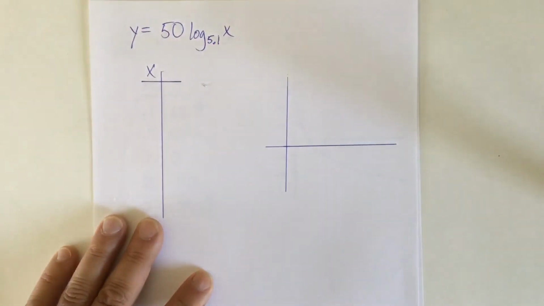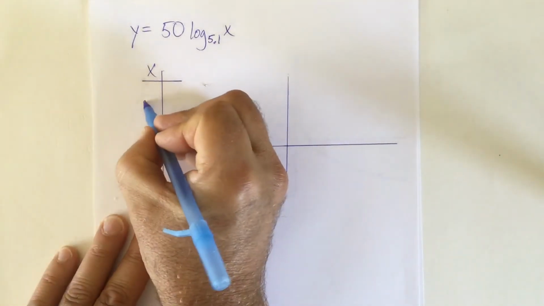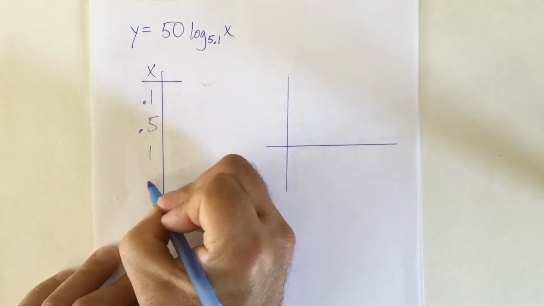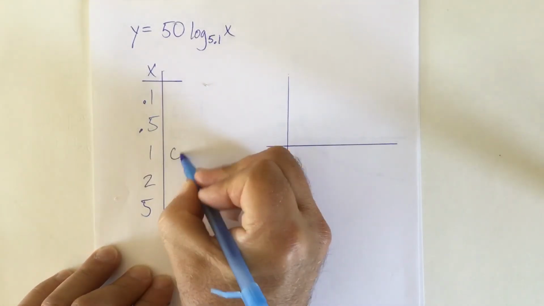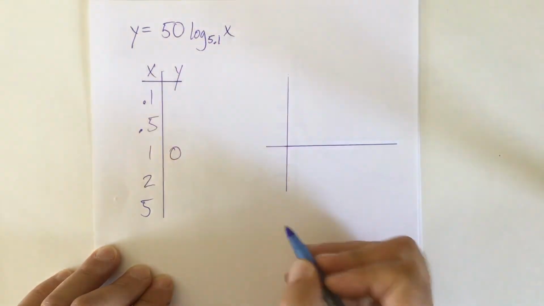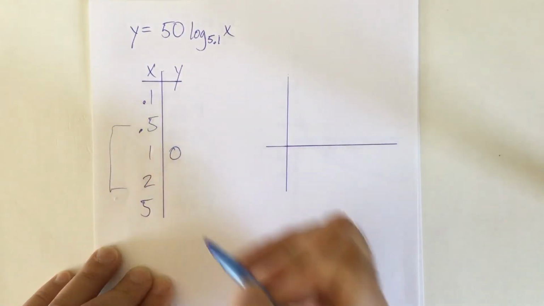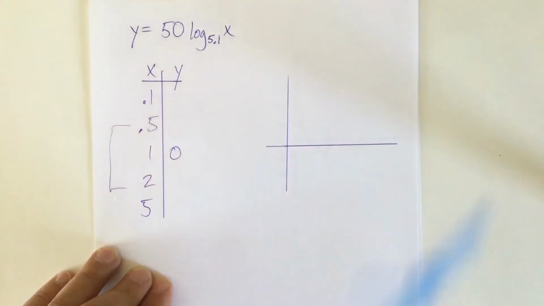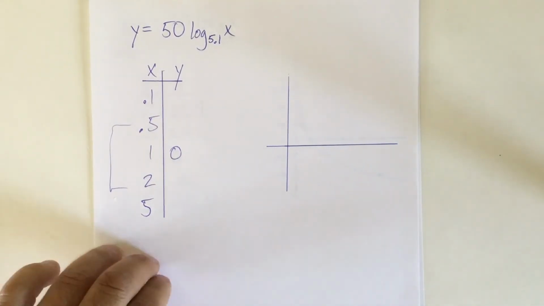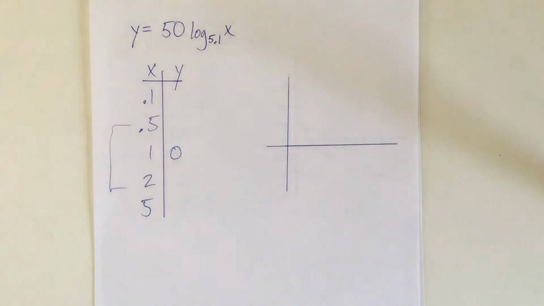What would you plug in for x's then? You would use the same stuff you always do: 0.1, 0.5, 1, 2, 5. In fact, 1 is a free space. It's going to be 0. It always is. And then if you do it right, these two match. So let's see if you can sketch this graph. Pause the video and do it, and then hit play and check your answer.